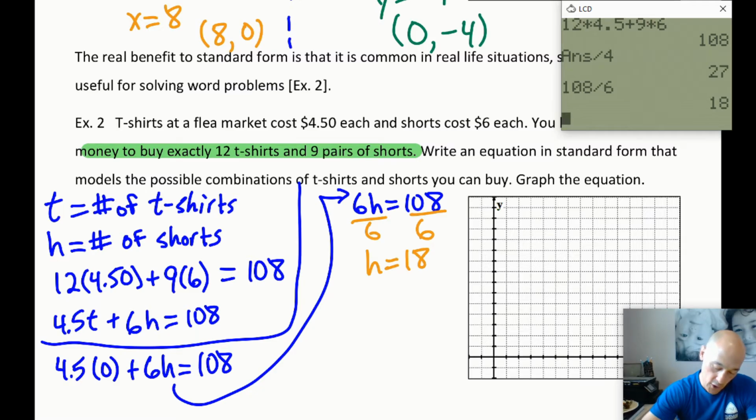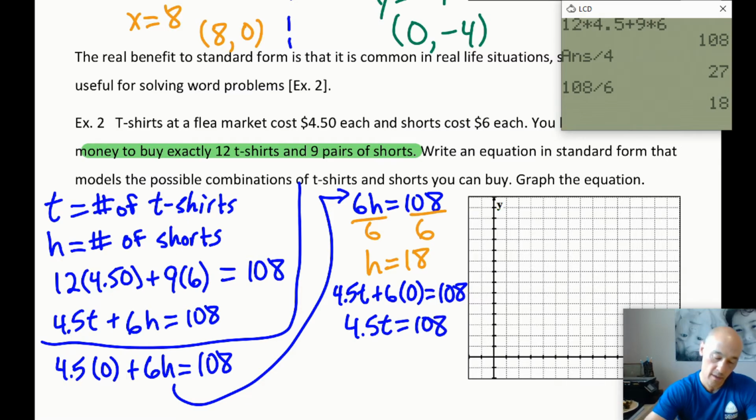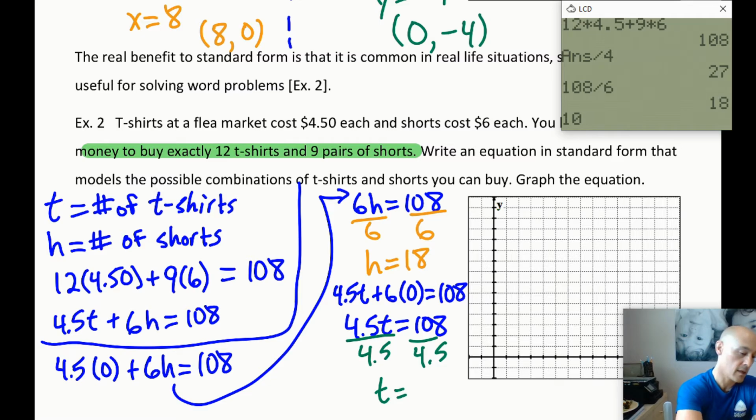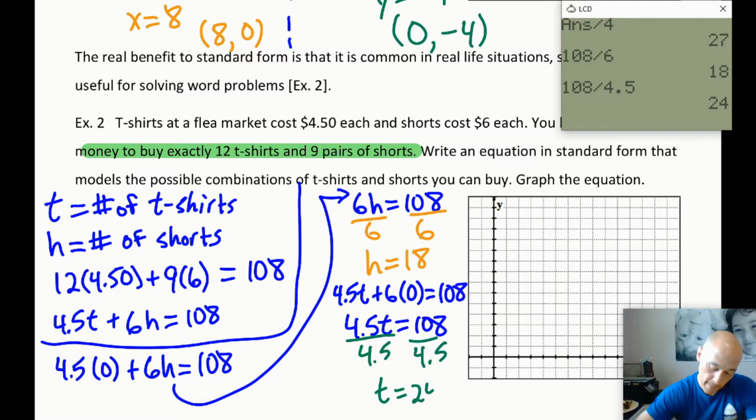And then I'm going to plug in 0 for H. So I'll have 4.5T plus 6 times 0 equals 108. So that'll be 4.5T equals 108. Divide by 4.5. So T is equal to, let's see, 108 divided by 4.5 is 24. So I have T equals 24 and H equals 18.